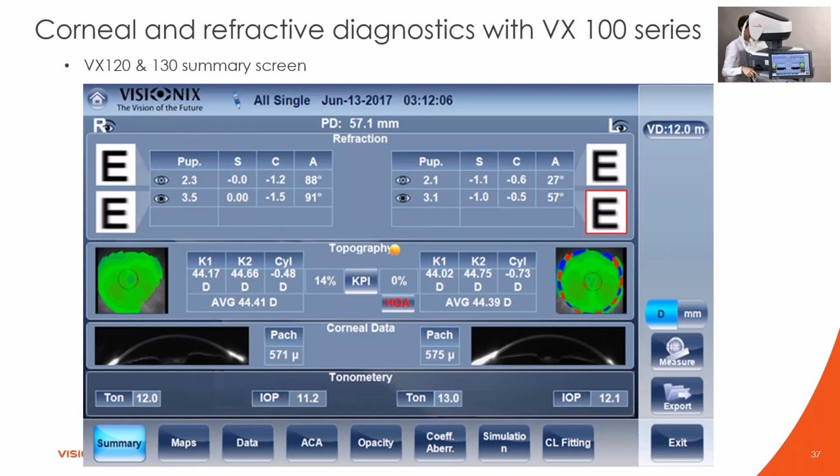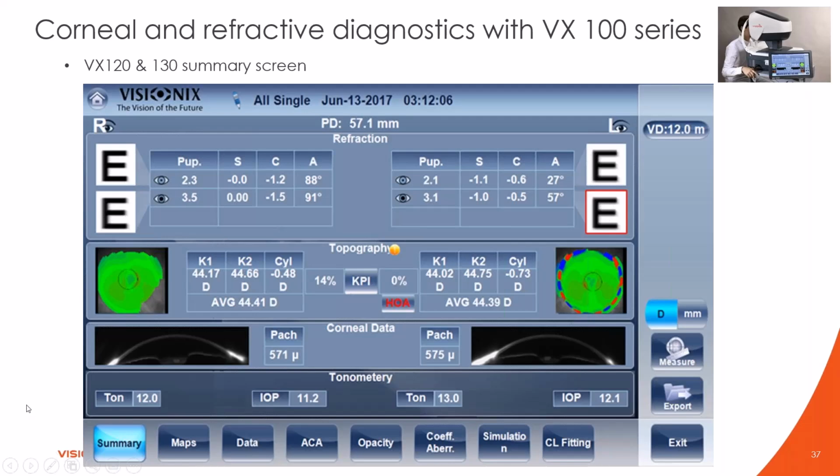We do topography as standard. You can detect keratoconus, you can detect high order aberrations, so you can consult with the patient that maybe you're somewhat limited on what you can actually prescribe here in terms of glasses and what it's going to do for them. We get anterior chamber analysis that delivers tonometry and recalculated IOP because we're getting pachymetry together with it.